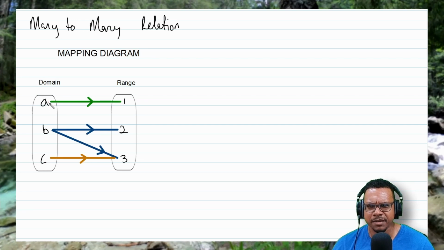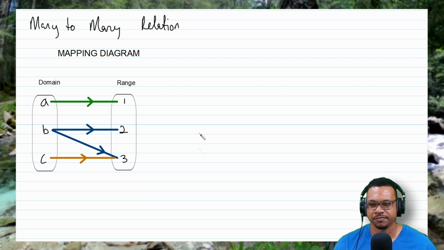All right, so here I have A mapped to 1, so this is 1-to-1. Then I have B mapped to both 2 and 3, so this is a one-to-many. But then I have B and C mapped to 3, which is a many-to-1. So within this diagram, we are clearly seeing we have a one-to-many relation, and we also have a many-to-one relation. And that would make this a many-to-many relation. And that would bring us to the end of this video.